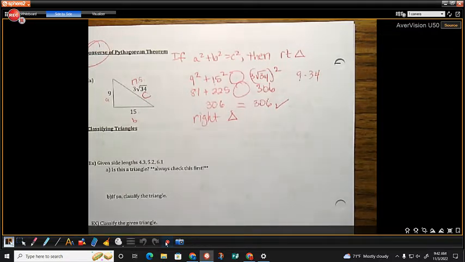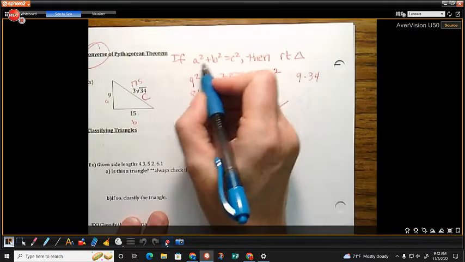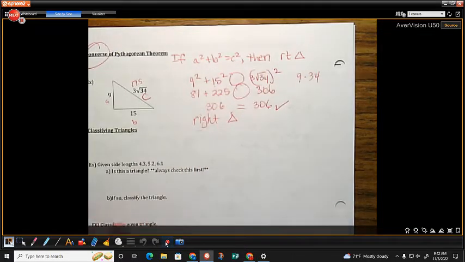Now this begs the question, what if it doesn't equal C squared? Will you have a right triangle? No, ma'am. But guess what you do have then? You either have something bigger than right, which is obtuse, or you have something smaller than right, which is acute. And did you know the Pythagorean theorem can tell you which one of those you have too?